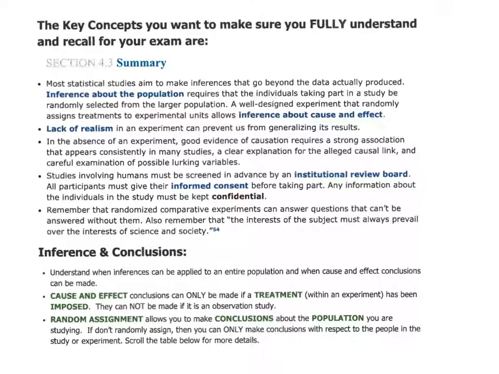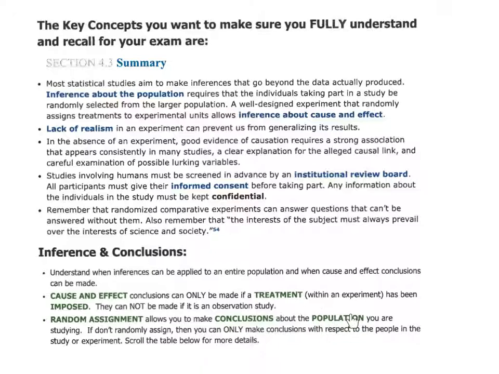So this section was more about what type of inferences can you make. Remember, when can you make inferences about a population? When can you make inferences about cause and effect? So let's just highlight down here, cause and effect, conclusions can only be made if a treatment was imposed. If it's an observational study, you can never make cause and effect conclusions.